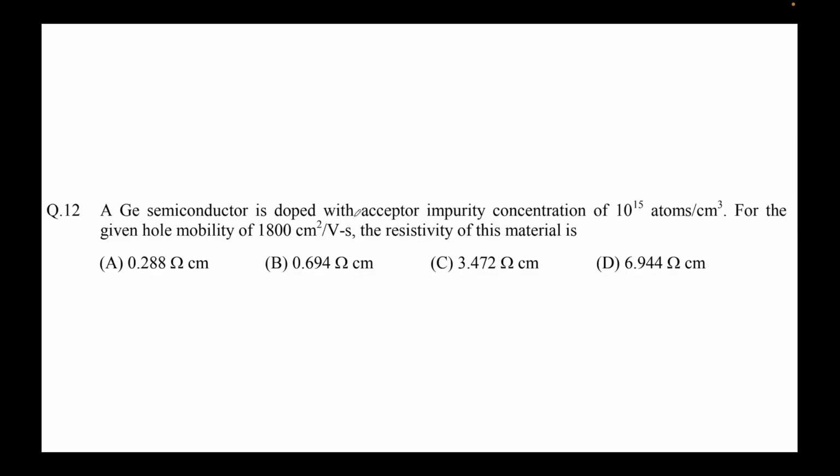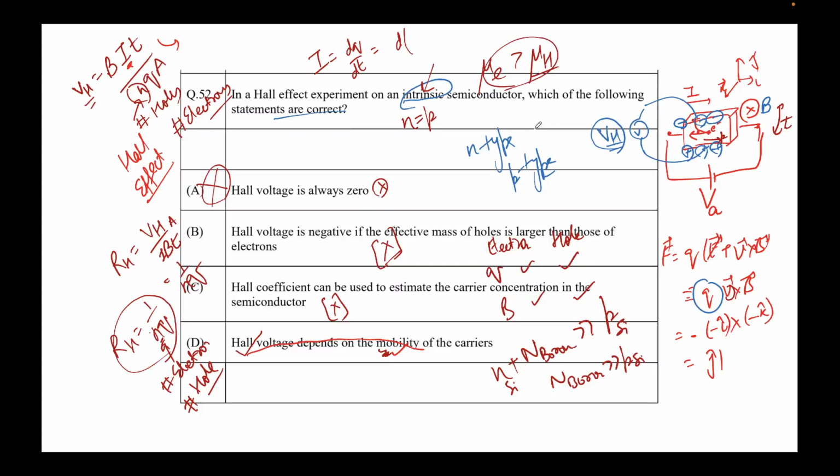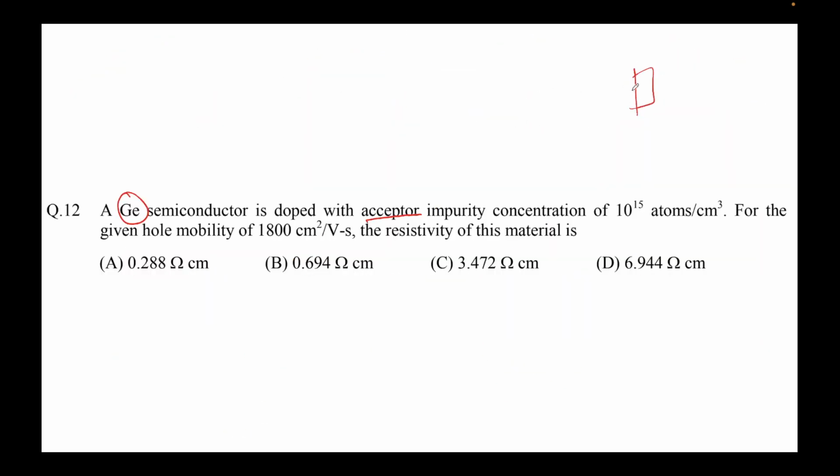Now this question is very simple and formula based. We have discussed all the theory that there was to discuss. A germanium semiconductor is doped with acceptor impurity. I told you that there are two types of impurities. I'll go to that slide again. This is group 14, 15 and 13. We have boron and aluminium here, germanium, silicon up there, and here we have nitrogen, phosphorus.